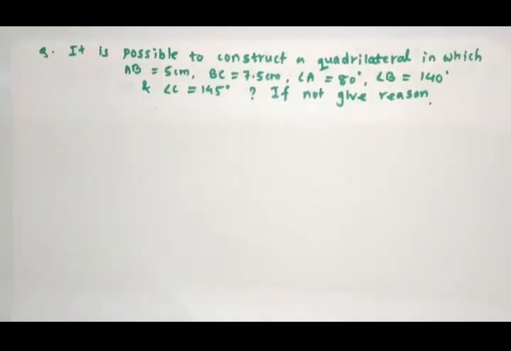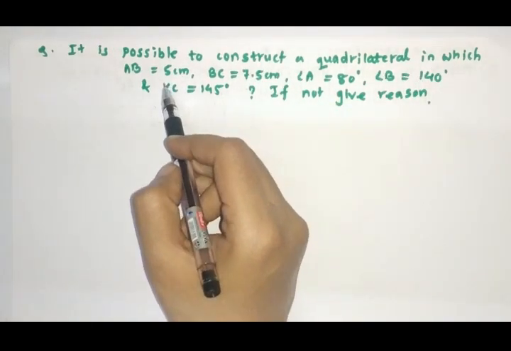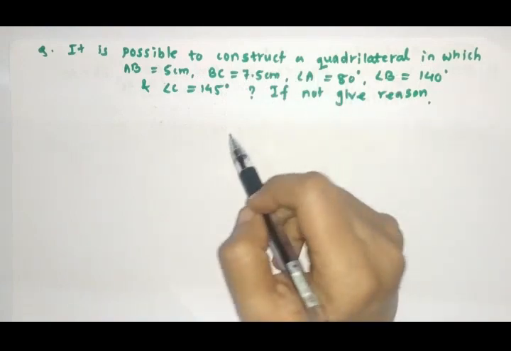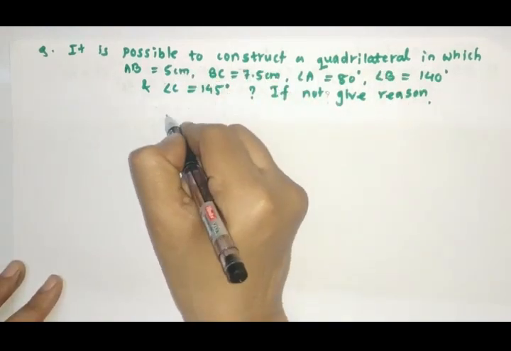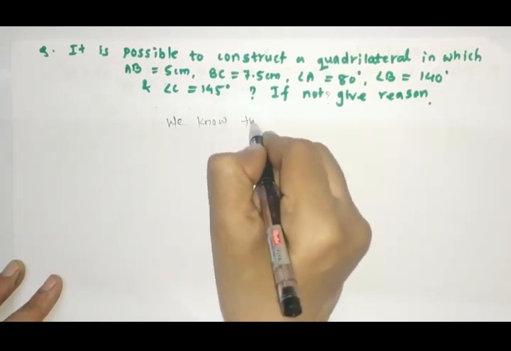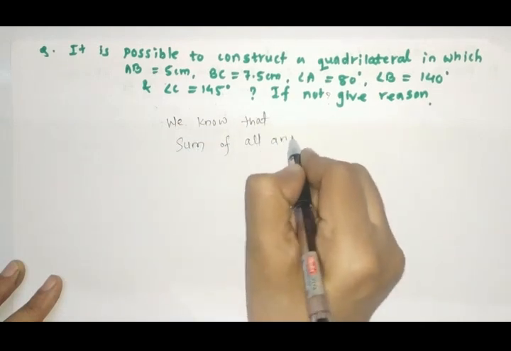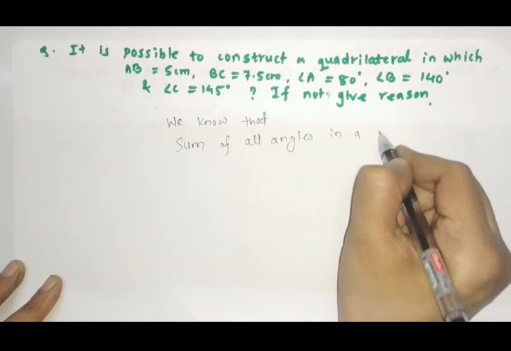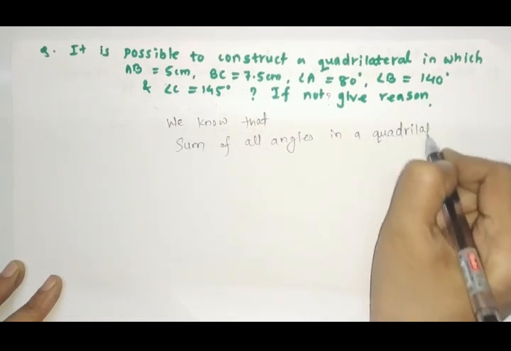Now friends, the next question is, is it possible to construct a quadrilateral in which side AB is given, side BC is given, and 3 angles are given? If not, we have to give the reason. So first of all, we know that the sum of all angles in a quadrilateral is 360 degree.